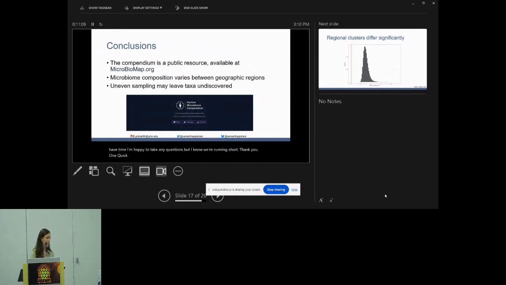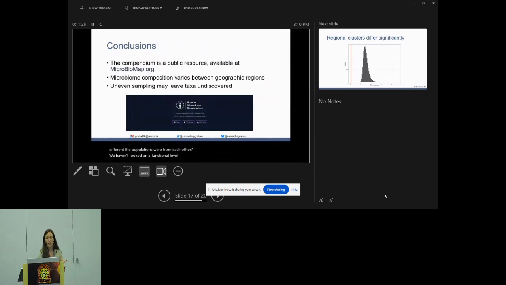One quick question, yes. Hi, thank you very much for a nice presentation. I was wondering whether you looked at the functional level, how unique or how different the populations were from each other? We haven't looked on a functional level.